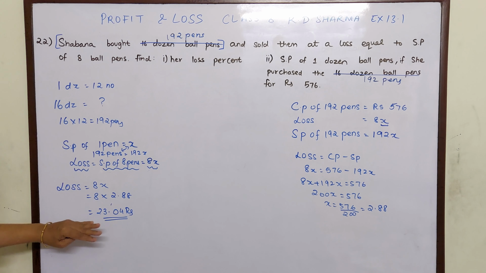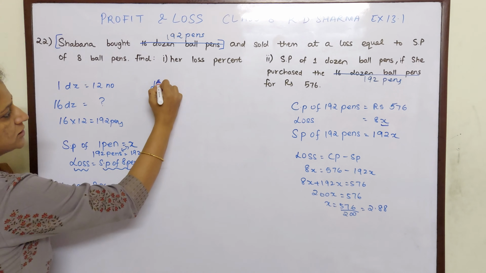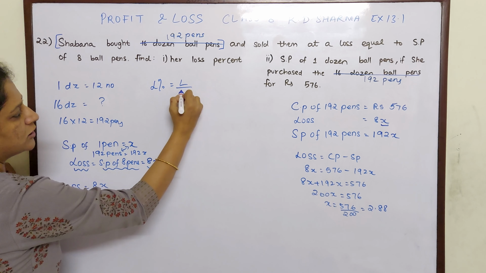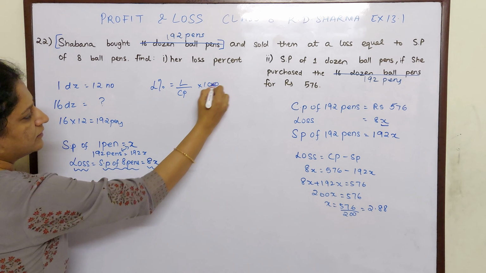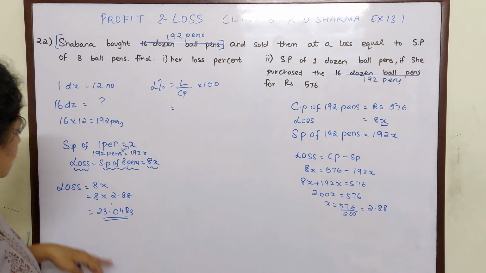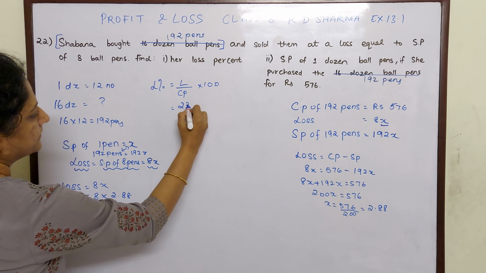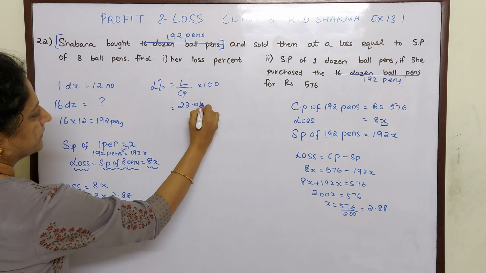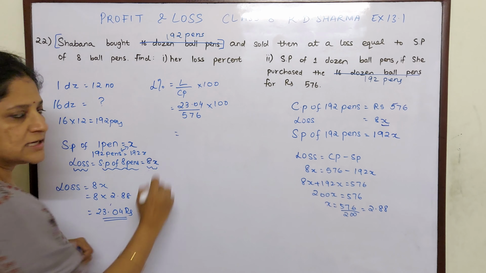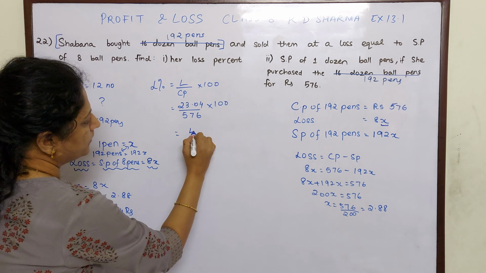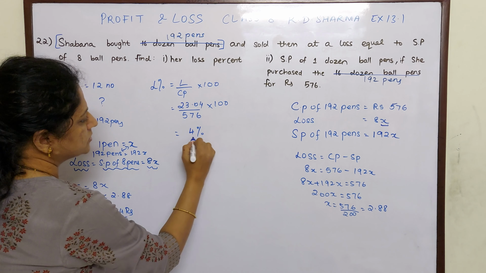Okay, children. So once you have got loss, how will you calculate loss percentage? Loss percentage is equal to loss by CP into 100. What is loss? Loss is 23.04 divided by CP is 576 into 100. So after doing cancellation, children, you will get 4%. So your loss percentage is 4%.